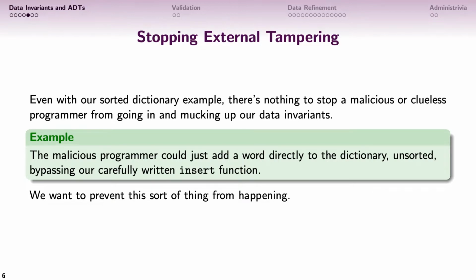Instead of using insert, they could just write their own insert function that inserts it in the wrong order. And so what we want to do is prevent this kind of thing from happening. We want to make it impossible for another programmer, either maliciously or by accident, to access the parts of our data type that could violate the invariants and thereby break them, right? And the way we do that is to restrict the interface of the data type to only the operations that we define. So we define some operations, like insert and so on, and then we make sure that the only operations that any programmer can use is those operations.